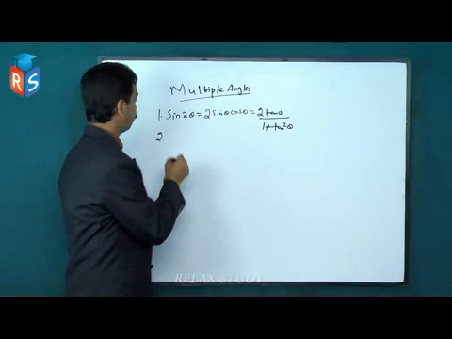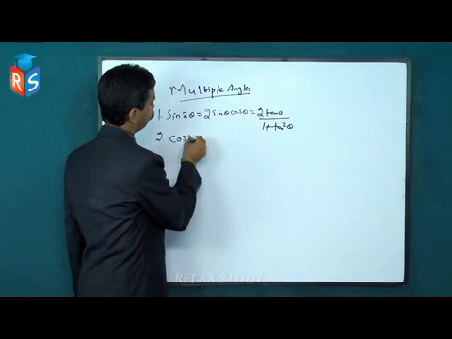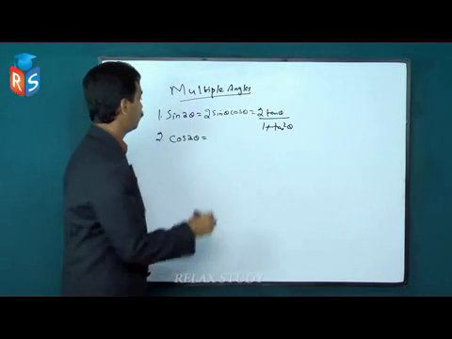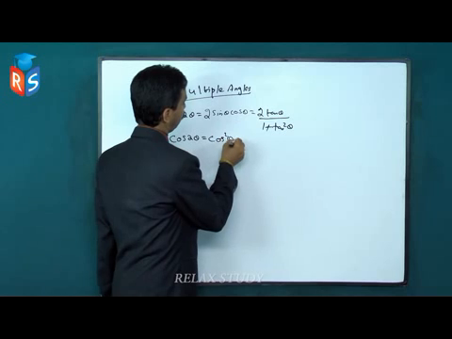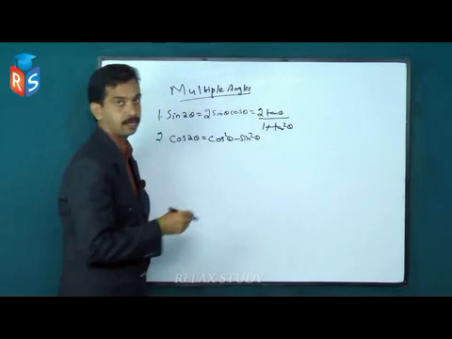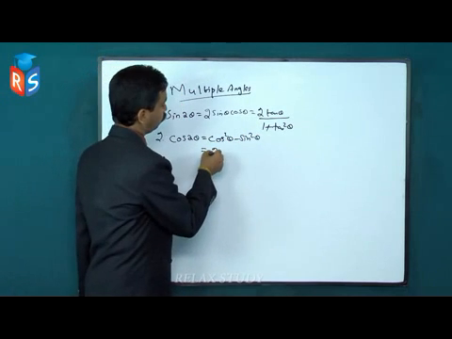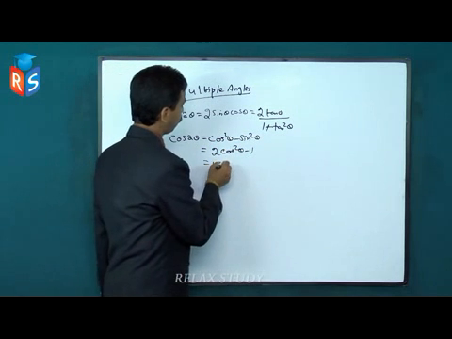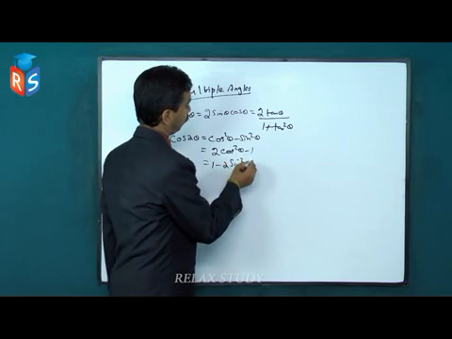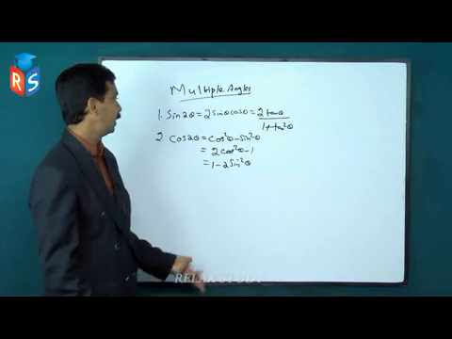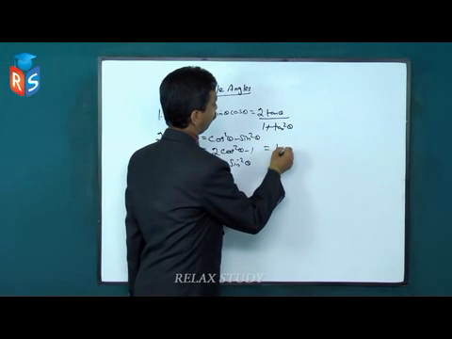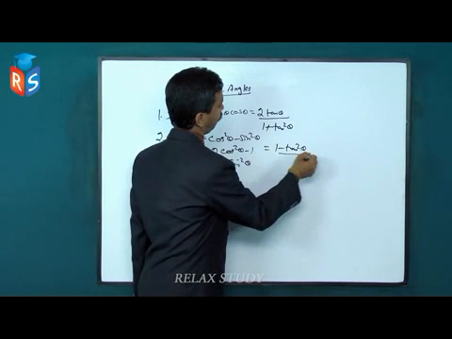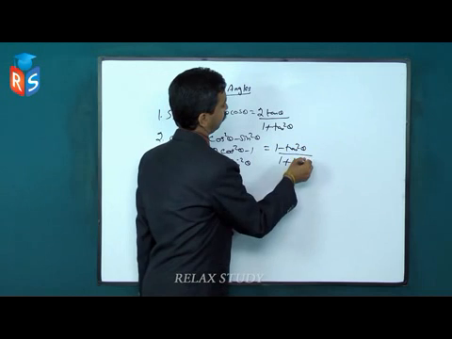Next, cos 2 theta. Cos 2 theta has 3 values: cos square theta minus sin square theta, or 2 cos square theta minus 1, or 1 minus 2 sin square theta. It also has a form in terms of tan theta: 1 minus tan square theta by 1 plus tan square theta.